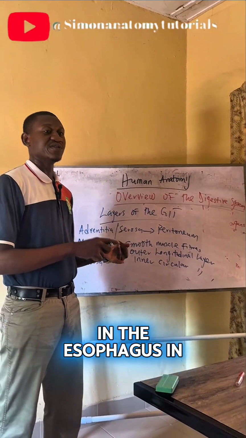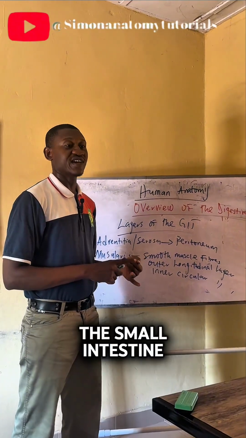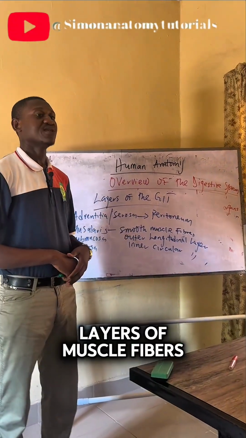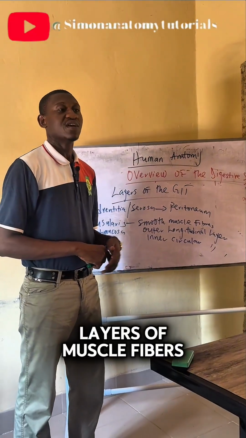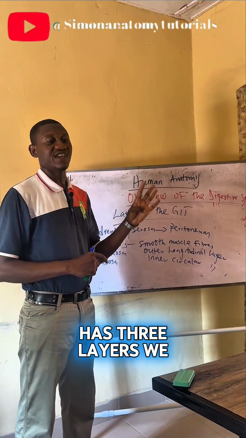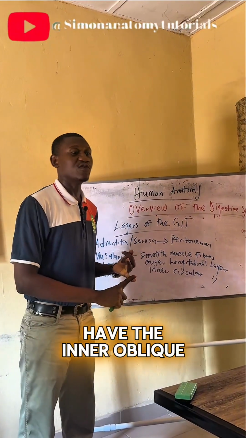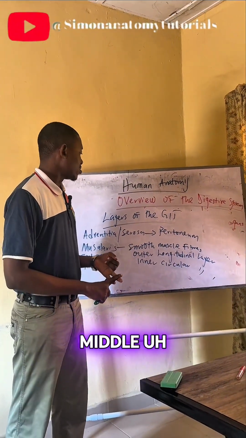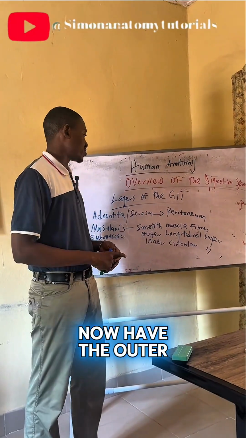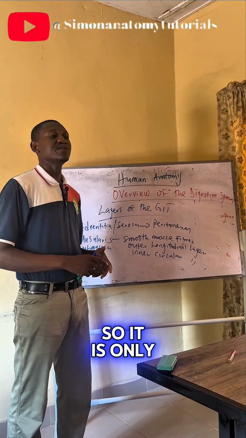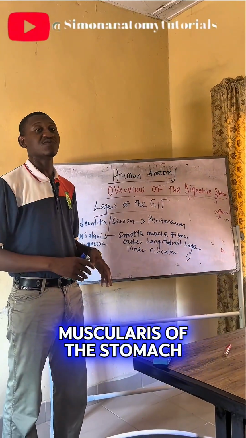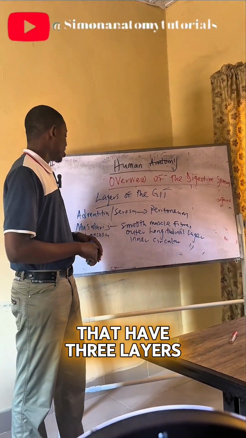That means in the pharynx, in the esophagus, in the small intestine, the large intestine, the muscularis has 2 layers of muscle fibers. But it is important to know that the muscularis of the stomach has 3 layers. We have the inner oblique layer, the middle circular layer, and the outer longitudinal fiber. So it is only the muscularis of the stomach that has 3 layers.